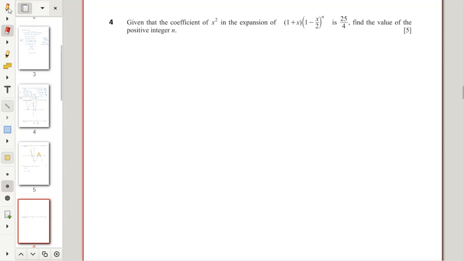Question 4. Given that the coefficient of x squared in the expansion of this is 25 on 4, find the value of the positive integer n. It's a positive value. All right. Now, the first thing that we can do here is that we are going to expand this one, 1 minus x on 2, all to the power n.